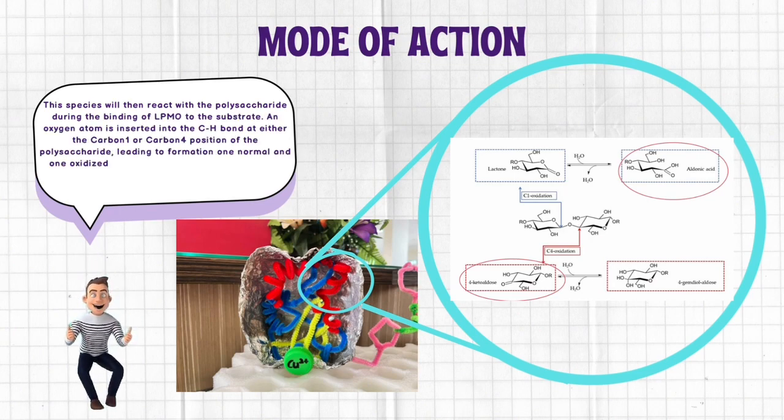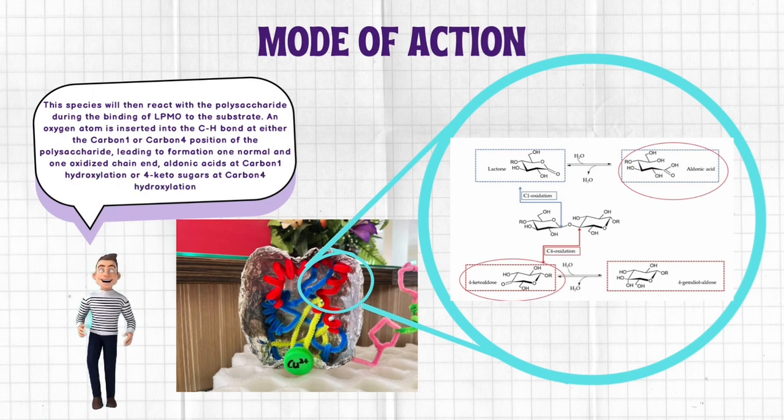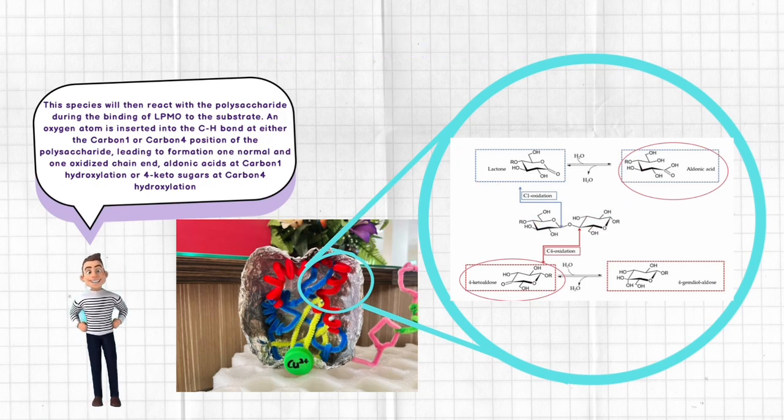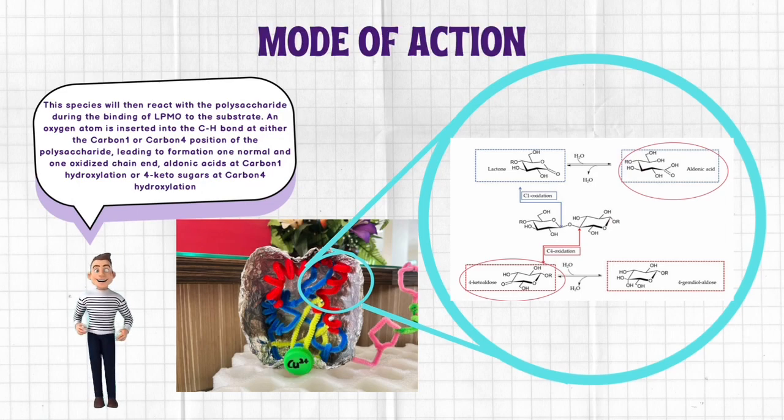An oxygen atom is inserted into the carbon-hydrogen bond at either the carbon 1 or carbon 4 position of the polysaccharide, leading to the formation of one normal and one oxidized chain end. Aldonic acid will be the product at carbon 1 hydroxylation, while 4-keto sugars will be the product at carbon 4 hydroxylation.